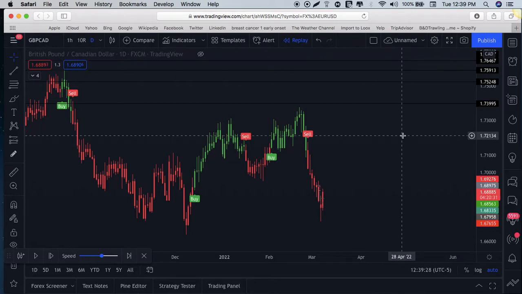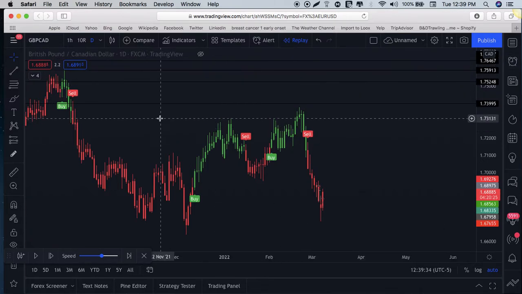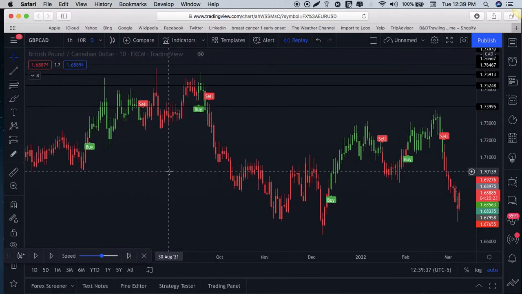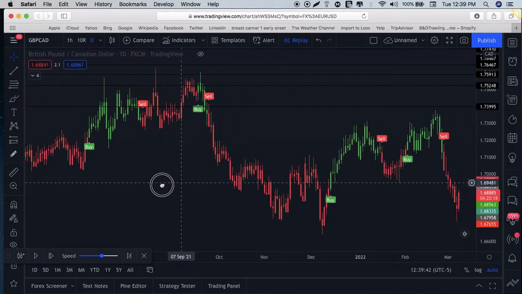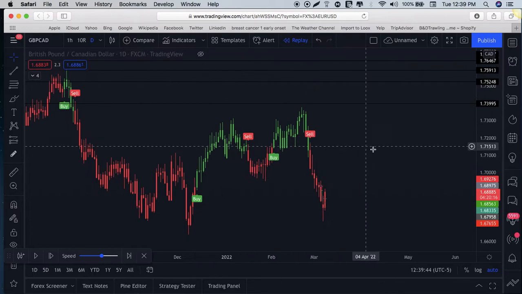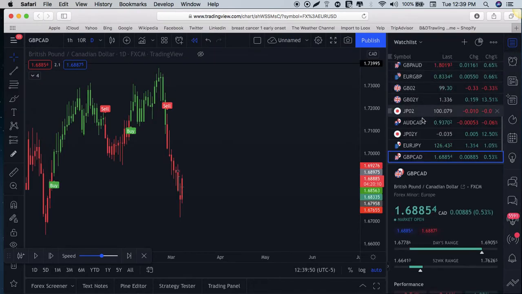Okay, and guys, this works not only on GBP CAD, but on every other currency pair. So it's just a matter of you trying to find the currency pair that you like and the time frame that you like. But I like to stick with G pairs because they kind of move the most.